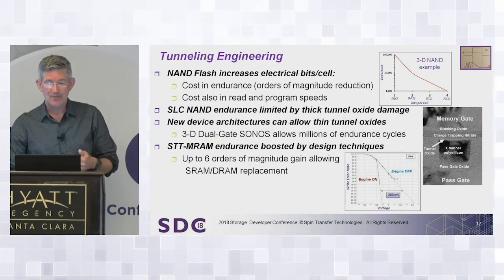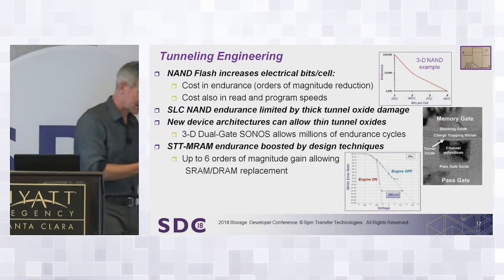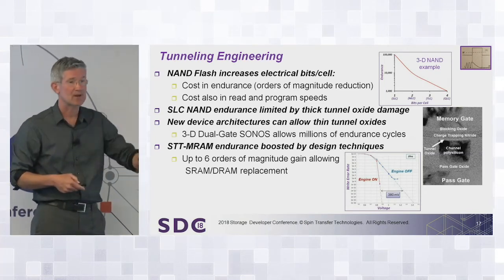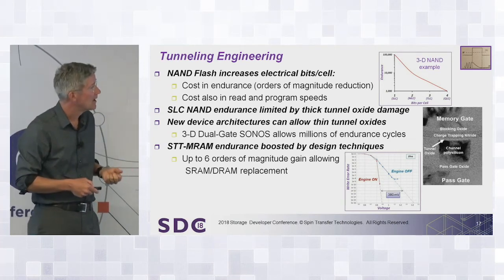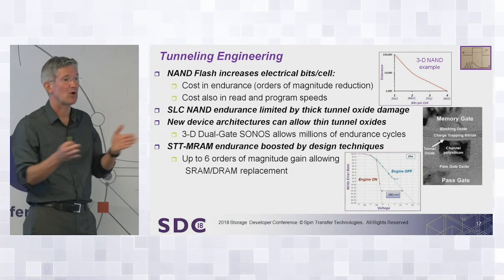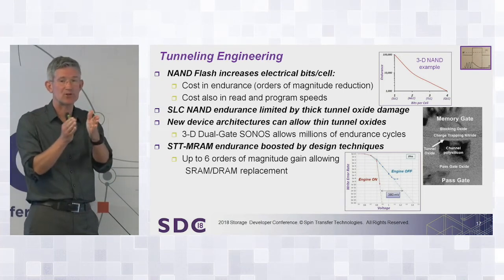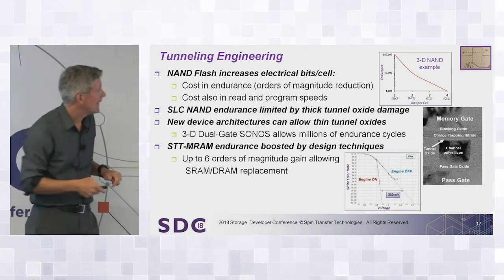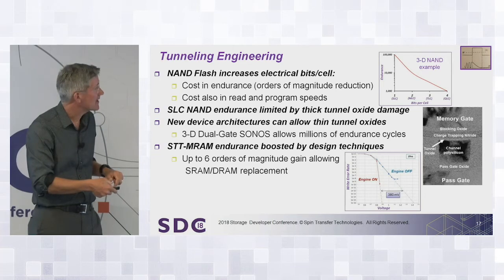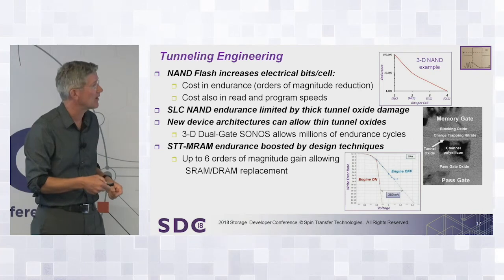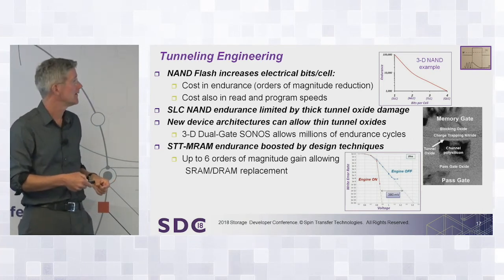So tunneling engineering, right? This is a very interesting area. NAND flash increases electrical bits per cell. They want to increase the capacity, increase the density of the material. But what they do is for SLC, MLC, TLC, and QLC, the endurance goes down because you've got less electrical space between the populations of threshold voltages within that field effect device. And they can't go too thin with the tunnel oxide because of disturb mechanisms. So they will be limited at about, per cell, about 100,000 cycles.